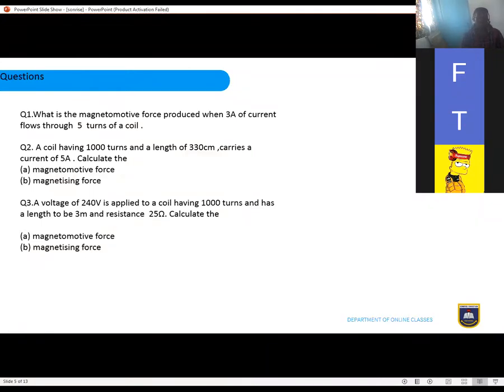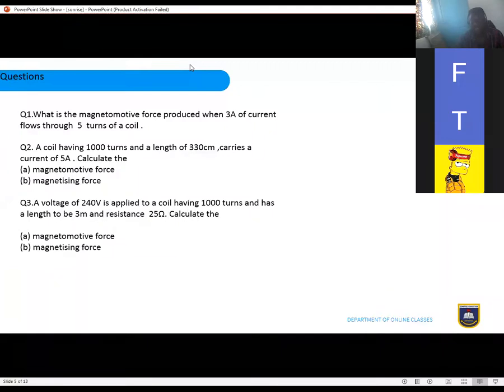Now a voltage of 240 volts is applied to a coil having 1,000 turns and a length of 3 meters, and resistance 25 ohms. Calculate A, the magnetomotive force, and B, the magnetizing force.